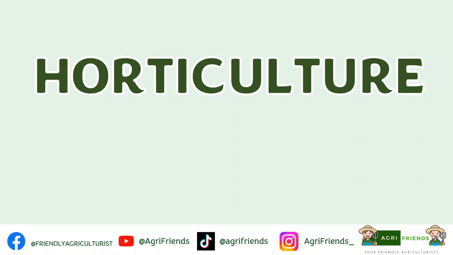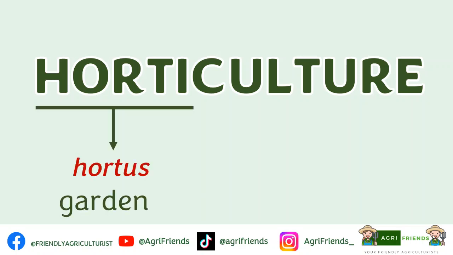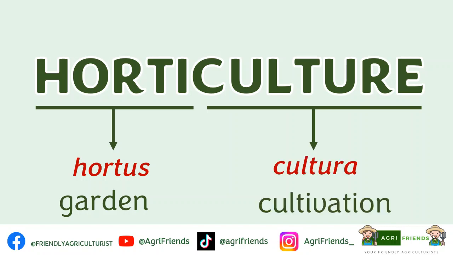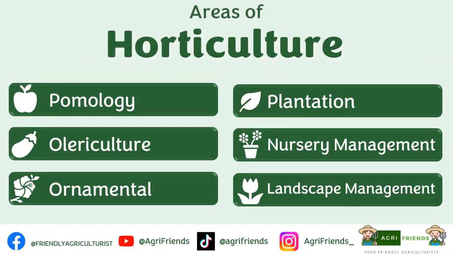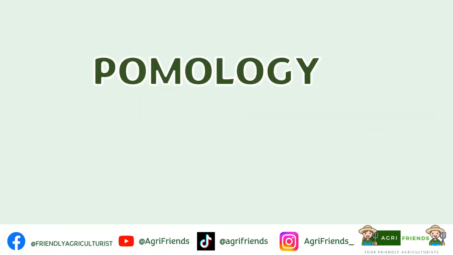The second area is horticulture, which originated from the Latin words hortus, meaning garden, and cultura, meaning cultivation. So this area of crop science deals with the act or practice of garden cultivation or management. Some groups of horticultural crops include pomology, olericulture, ornamental, plantation, nursery management, and landscape management.